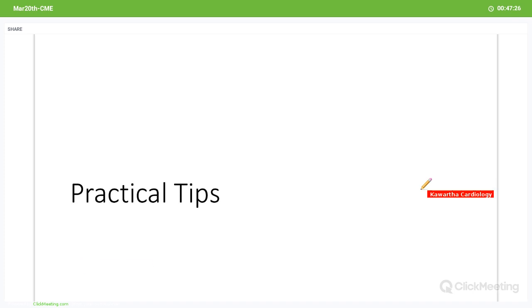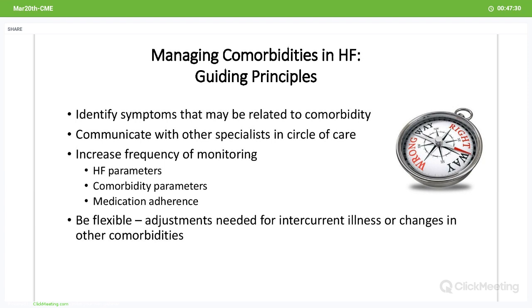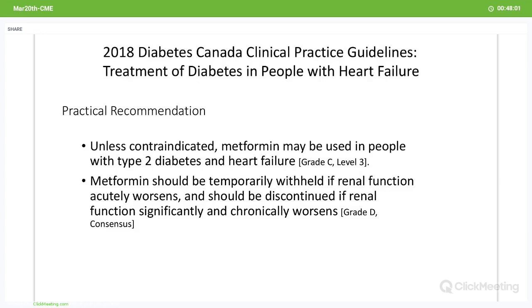And so some practical tips just to finish off. I think when we're managing comorbidities in heart failure, something that cardiologists probably don't do as well because we're cardiologists and we tend to think of one organ rather than all of them, but we do recognize that our patients come with a lot of comorbidities, and it requires a little bit more heavy lifting with respect to their medication adherence, monitoring their other disease parameters, and we have to be flexible and responsive to changes and intercurrent changes in health status. Again, practical recommendations from the Canadian Diabetes Association. So metformin first line unless absolutely contraindicated, but metformin should probably be withheld or even stopped in patients with an irreversible decline in kidney function.